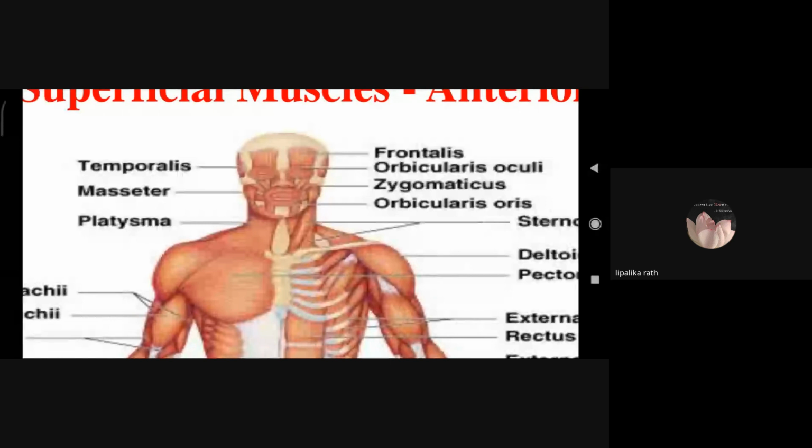The origin of this muscle is from the skull, and the insertion is at the eyebrow center. So this frontalis muscle is forming our forehead. Frontalis muscle is located in our forehead.